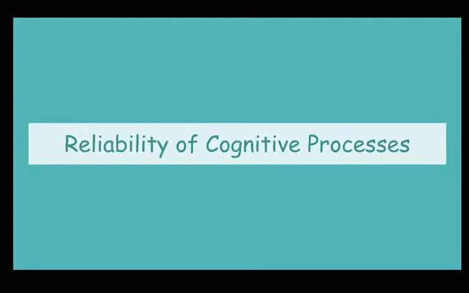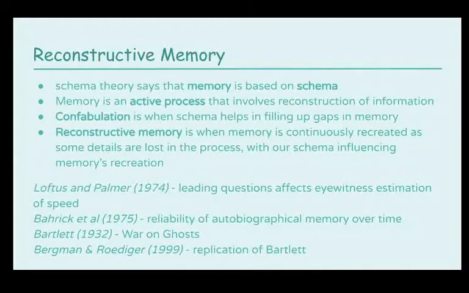So I finished explaining the thinking and decision making theories, and now we're jumping into the reliability of cognitive processes. In psychology, cognitive processes can sometimes be questionable when it comes to their reliability. In psychology, we're here to investigate that.